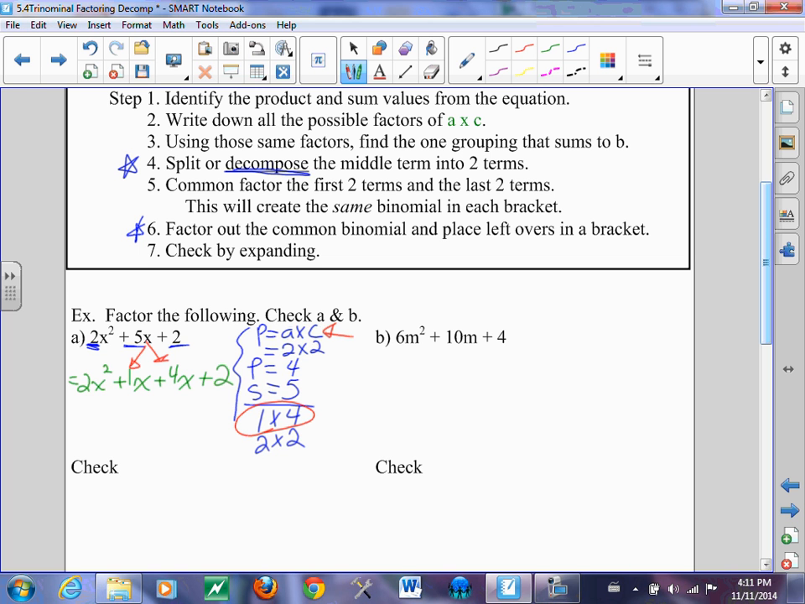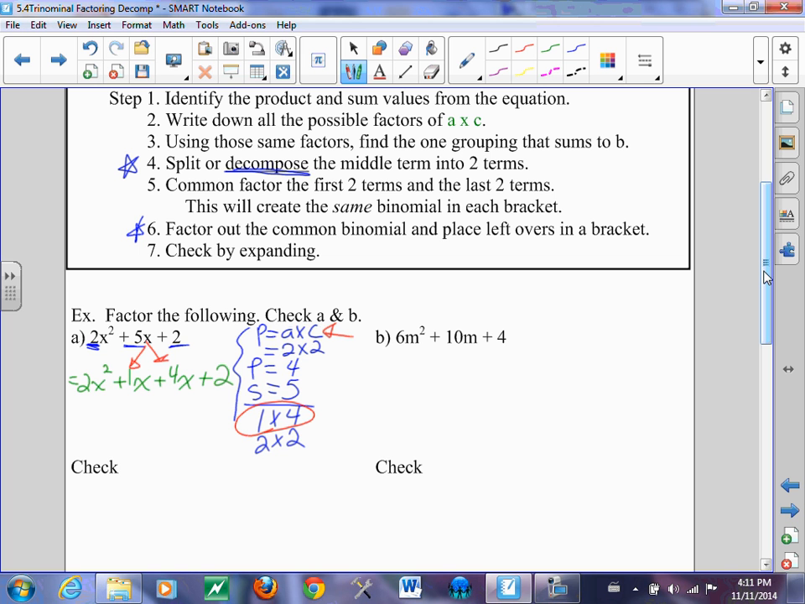Notice now I have 4 terms. And if you take a look, folks, 1x plus 4x equals 5x. So I keep the equation balanced. It's exactly the same. I just need to split the middle term into 2. Okay, so that was number 4.